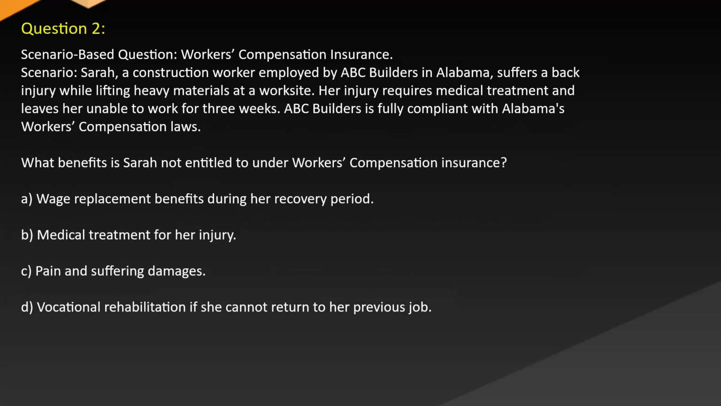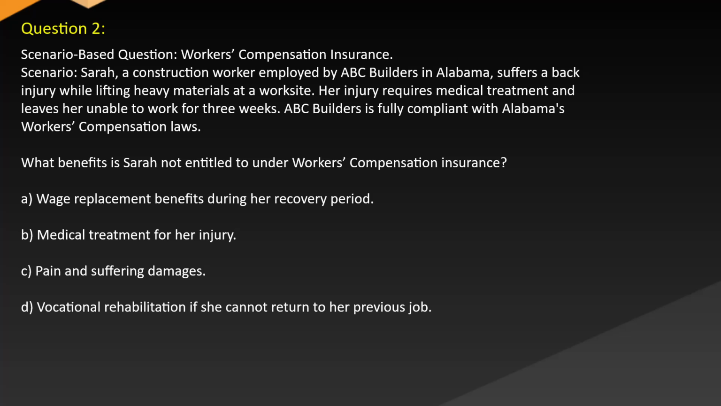Question 2. Scenario-based question. Workers' compensation insurance. Scenario. Sarah, a construction worker employed by ABC Builders in Alabama, suffers a back injury while lifting heavy materials at the work site. Her injury requires medical treatment and leaves her unable to work for 3 weeks. ABC Builders is fully compliant with Alabama's workers' compensation laws.